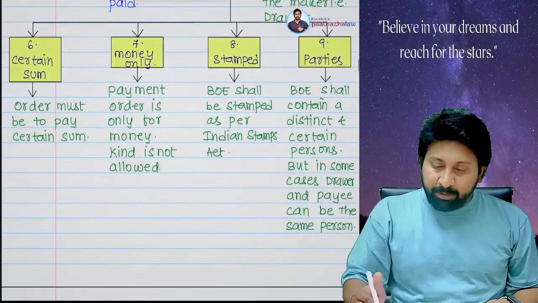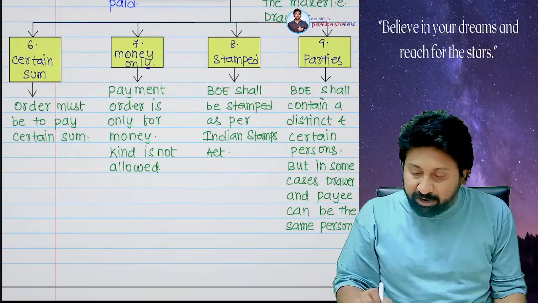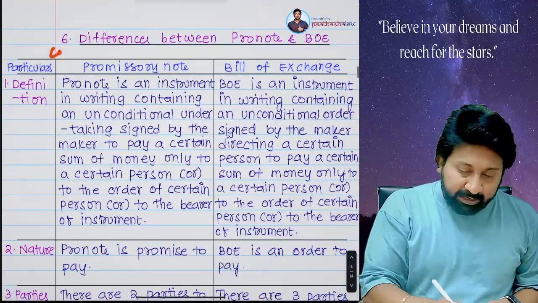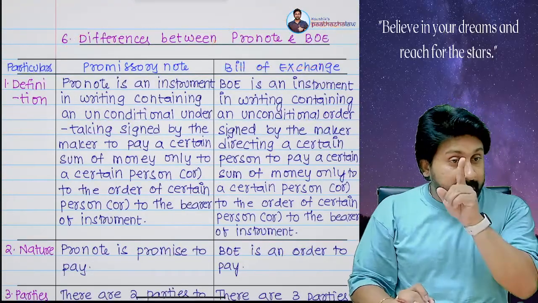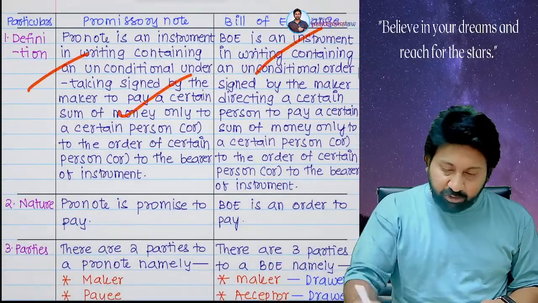And parties. A bill of exchange shall contain distinct certain persons, but in some cases, drawer and payee can be the same person. Differences between pro note and bill of exchange: this is an expected question. Nothing different. Definition you need to write first.